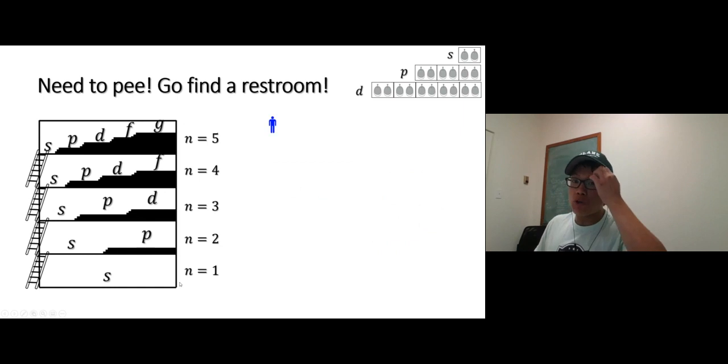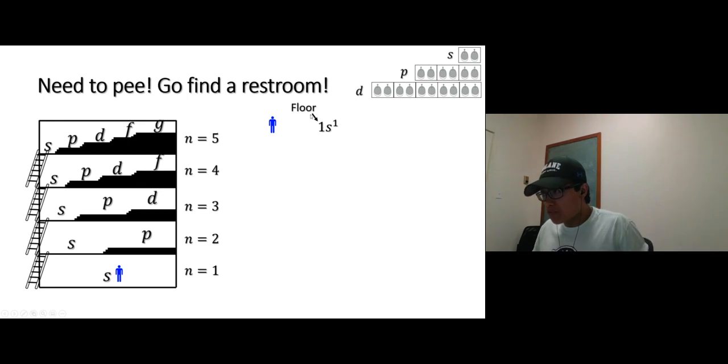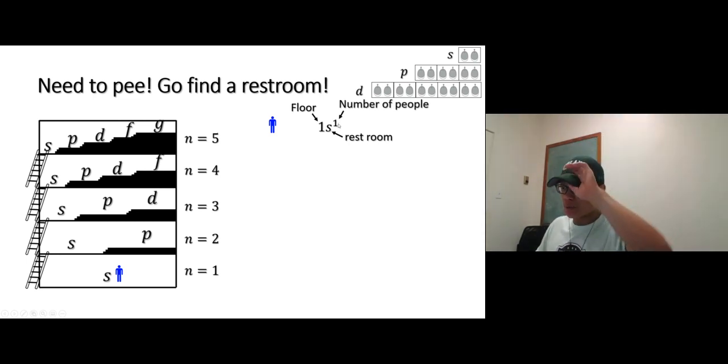All right. So if you go by yourself, just get in there. We call it 1S1. The first number 1 is the floor. S is the restroom. The one that looks like an exponent is the number of people in that restroom.